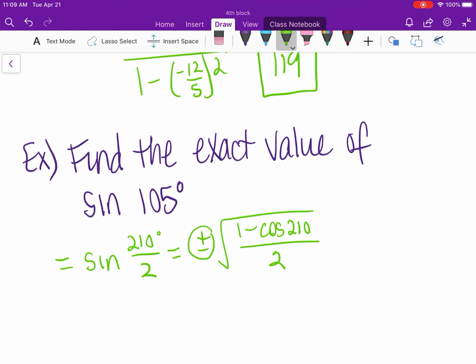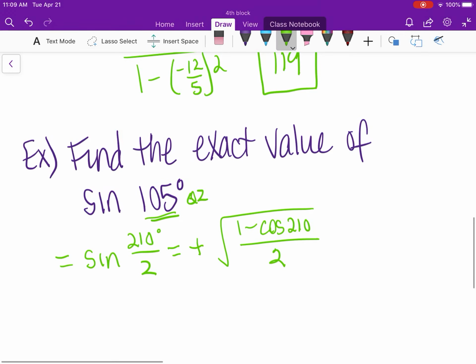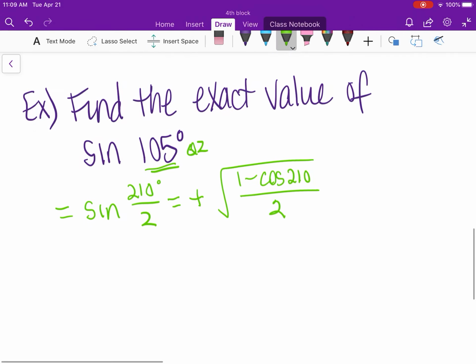Now the other part is this right here. Okay, I can't have two different answers, so I need to decide if it's positive or negative. Okay, well 105, that is in quadrant 2. So in quadrant 2 is sine positive or negative? Okay, so since it's positive, I'm going to come back here and just use the plus.